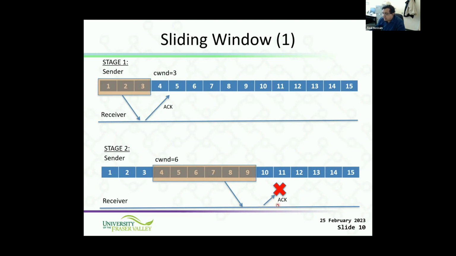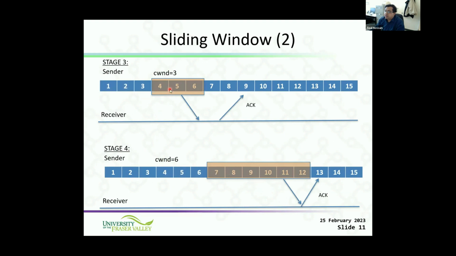Now, for some reason, if the receiver does not give confirmation this time, or I have lost some packet, what will happen? The congestion window size will be reduced to 3. And this time I will send only 3 packets, 4, 5, 6. After sending, when I get the acknowledgement back, again I will increase my congestion window size to 6. So this is what happens.